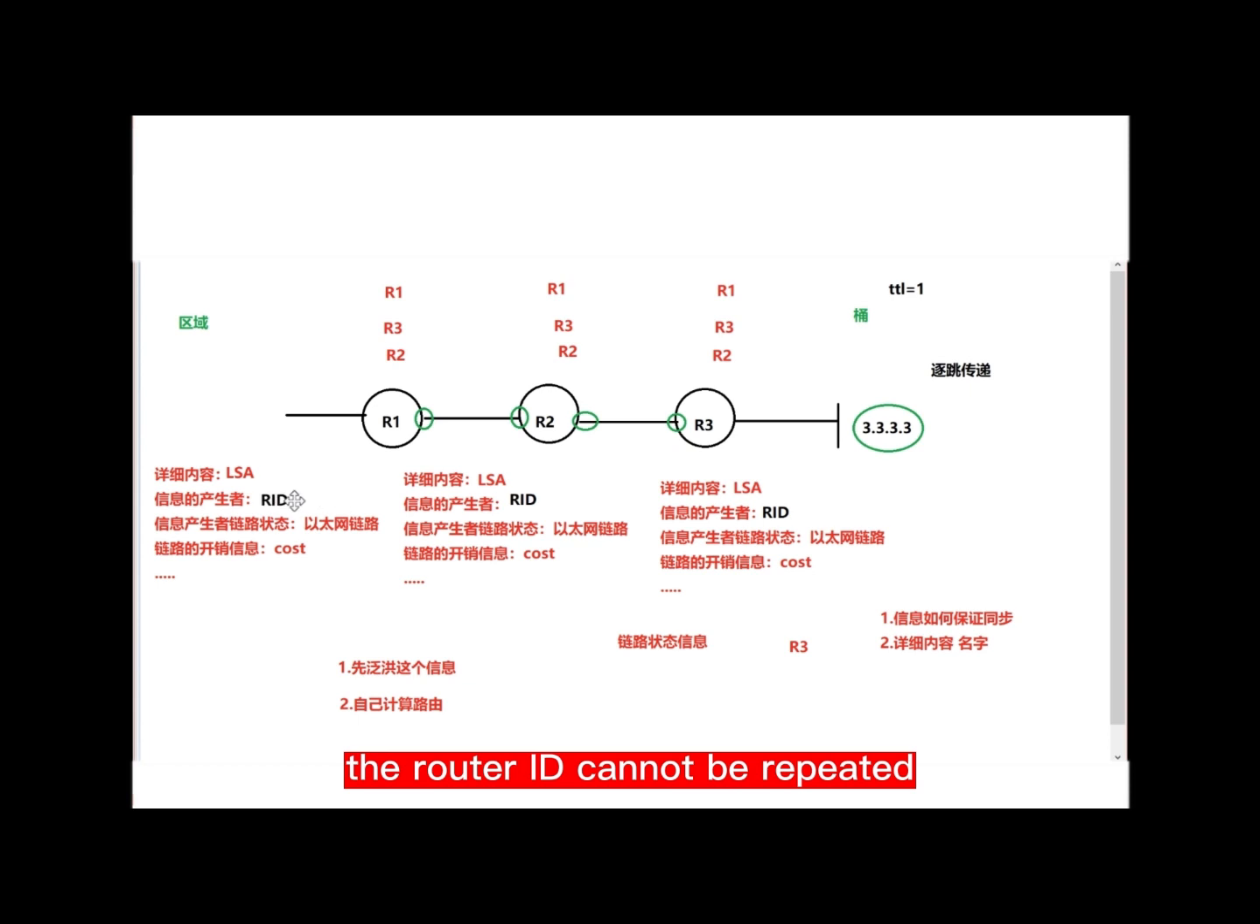The router ID cannot be repeated. For example, now between R1, R2, and R3, each device generates some link state information. They are not repeatable. It's like our graduation thesis. Everyone can't write the same content. The same is true for routers. Now what is exchanged is LSA, and the LSA must indicate who originated it.